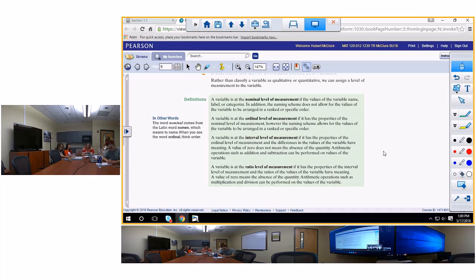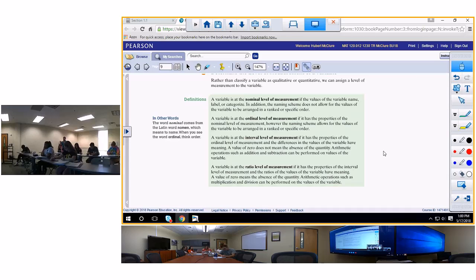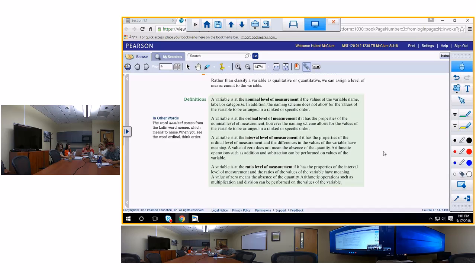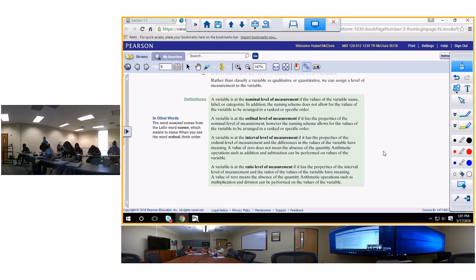Interval level of measurement. The key words you need to highlight there, just so you know it for other classes: a value of 0 does not mean the absence of a quantity. And then ratio, it says a value of 0 means the absence of the quantity. And when you get to the next page, we'll talk about that.